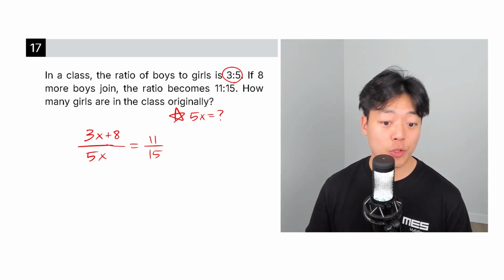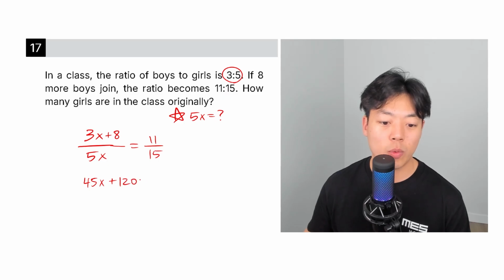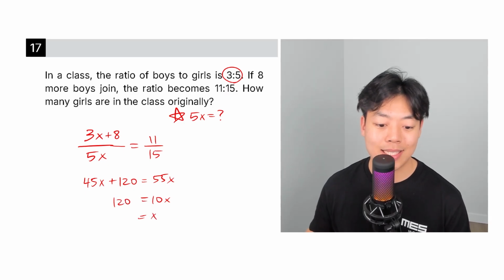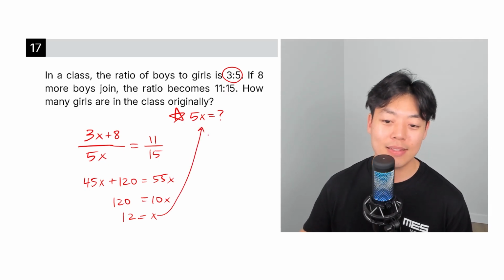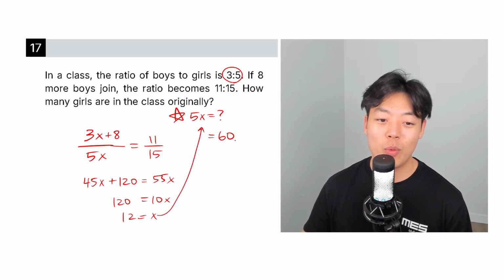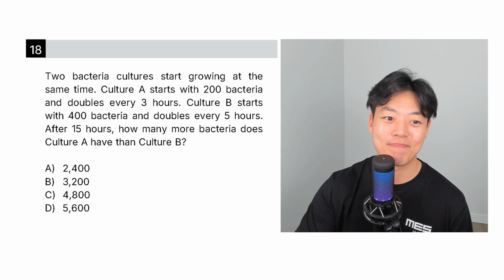Let's cross multiply or use the butterfly method, whichever works for you. 3x times 15 is actually the same thing. Plus 8 times 15 is 120. We have 55x. We're going to solve for x here. Subtract 45x on both sides. X is equal to 12, and that's our answer. Nope. We got to plug this back in into x. 5 times 12 will give us 60 girls are in the class originally. That will be our graded answer, 60.